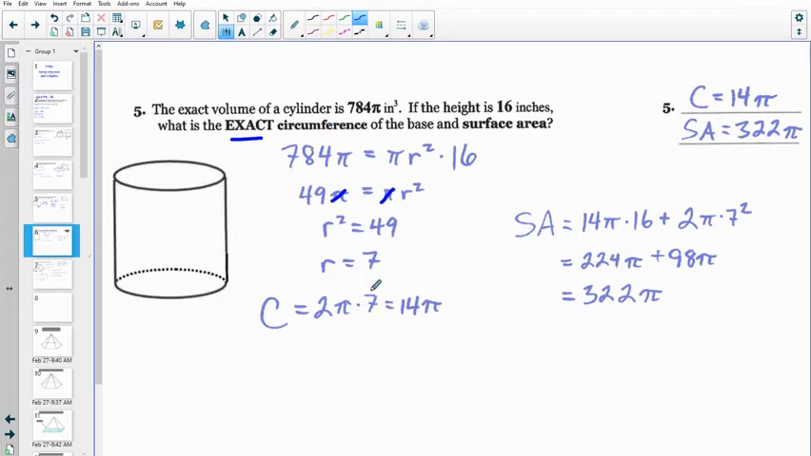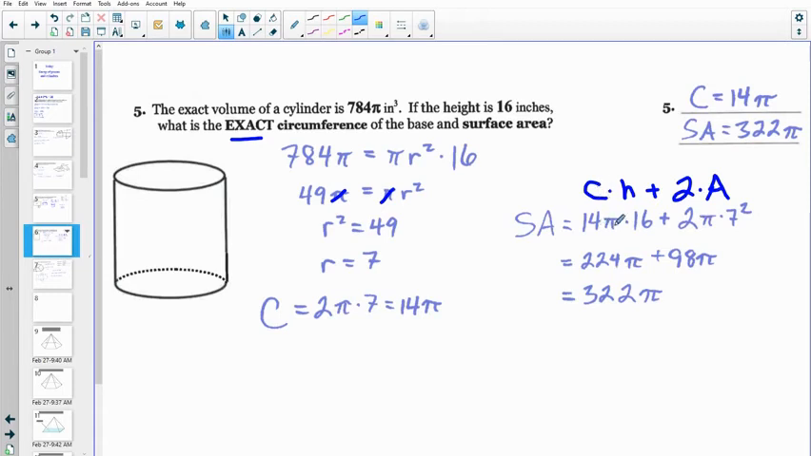If the radius is 7, then the diameter is 14. 14 pi is the circumference. And then finally, my formula for surface area says that the surface area is the perimeter of the base, I'll call it the circumference in this case, times the height, plus 2 times the area of the base. And since I found that the radius was 7, I know that the area of the base is pi times 7 squared. And so there we go.